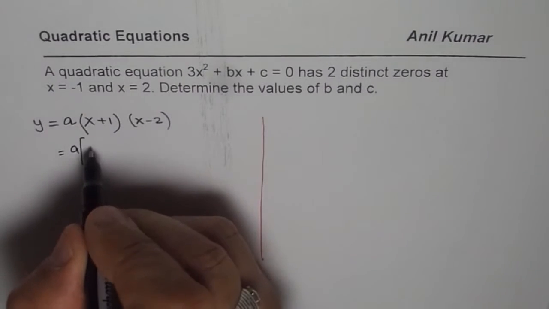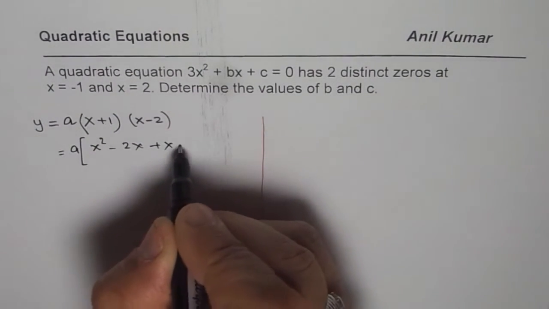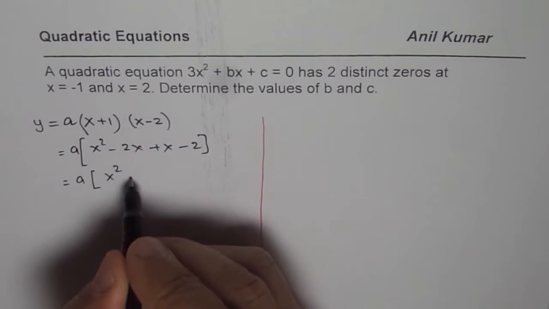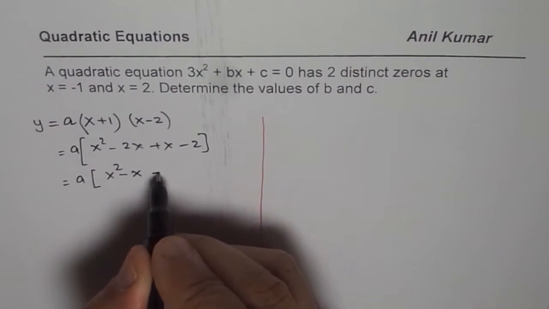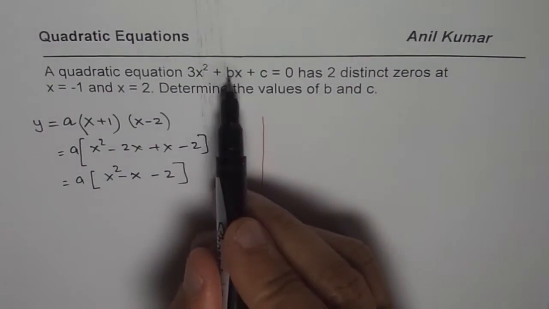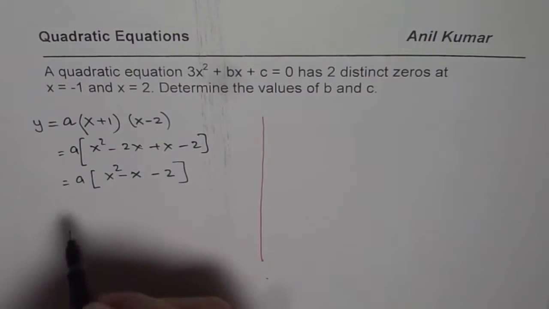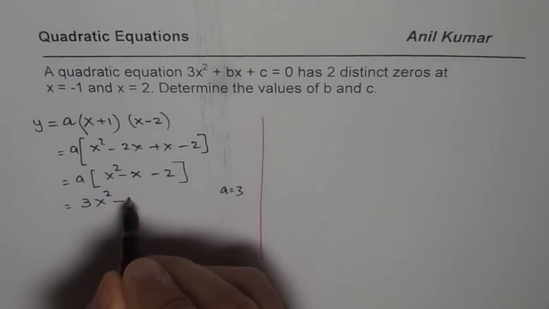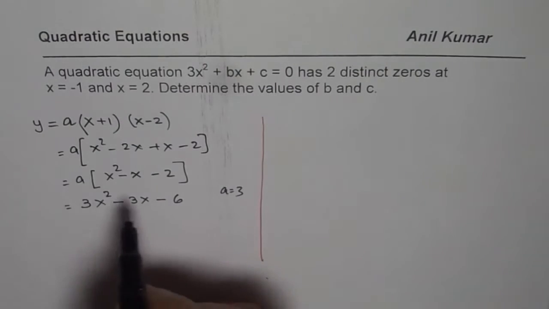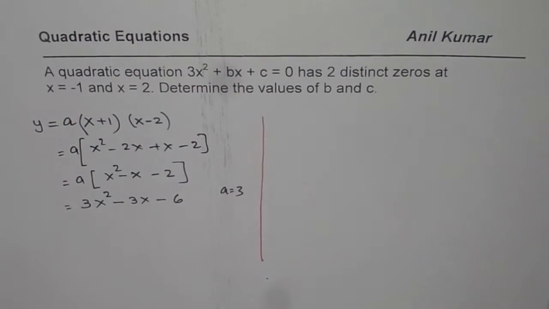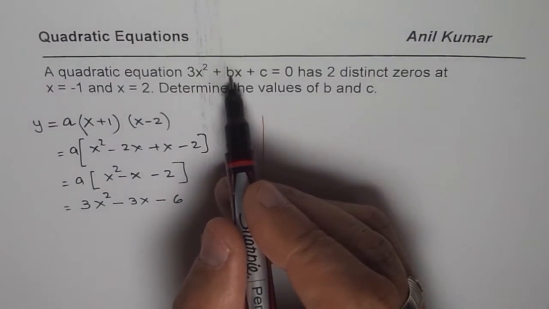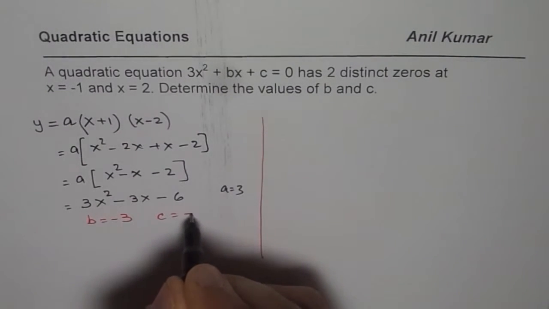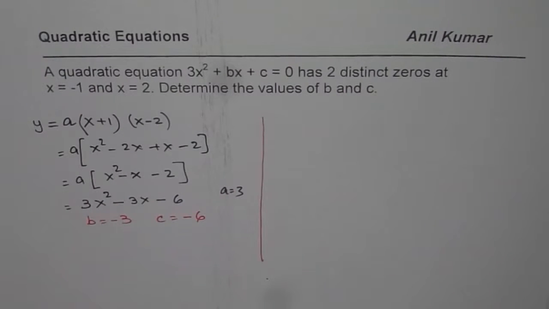So let's say a is outside and we get x squared minus 2x plus x minus 2. And then we get a times x squared, and when you combine these two terms we get minus x, and minus 2, right? So this is what we get. Now in the given equation a is 3, so I have to take the value of a as 3. So if I say a equals 3 and expand this, I get 3x squared minus 3x minus 6. Do you get the point? Once I have this equation, I can compare, right? So I can compare now and write down that b should be equal to minus 3, right? So I get b equals minus 3 and c equals minus 6. So that is how I can get the values.